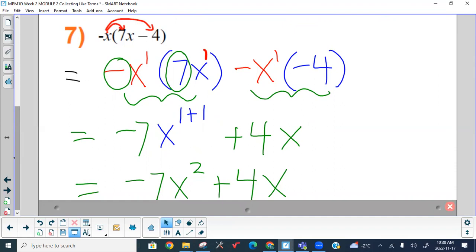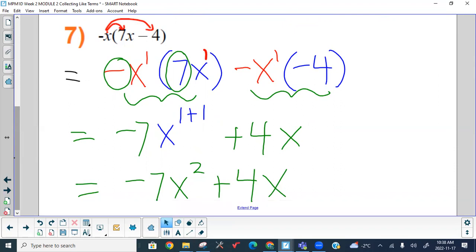And yes, finally, sorry, I forgot to actually add the powers. So negative 7x to the power of 1 plus 1 gives me negative 7x squared plus 4x.